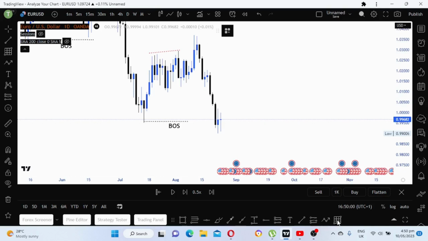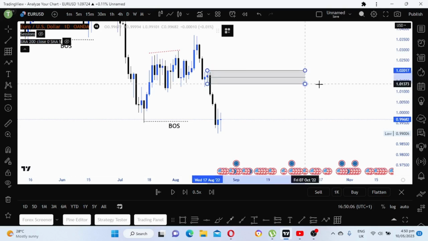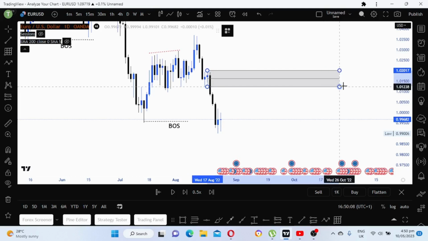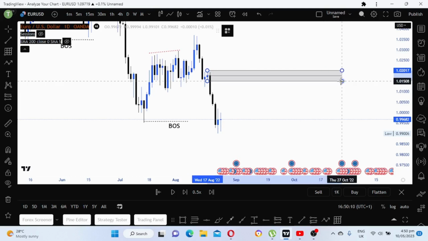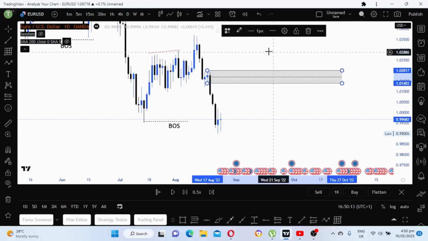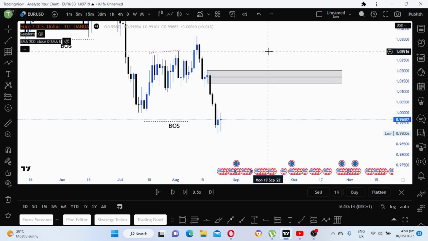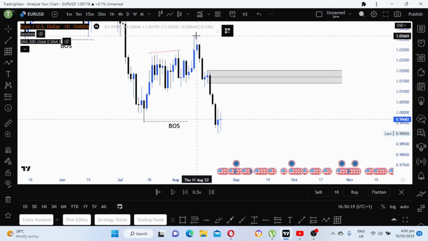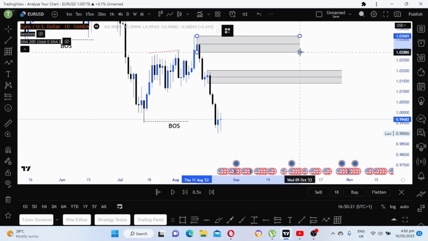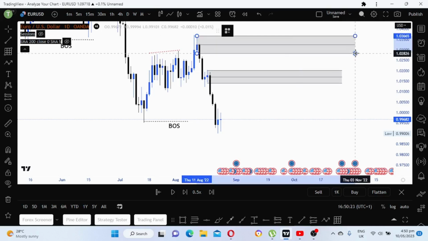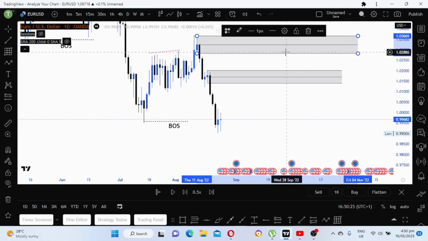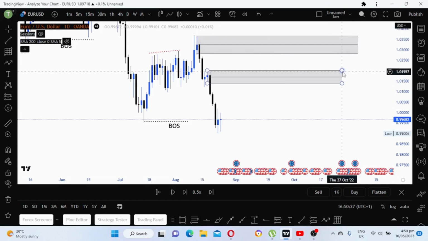So now the second thing is to spot out the supply zones. This is a supply zone on daily. It's a high time frame. So you go, you find these two areas, guys. You must find these two areas now. These are the two zones that I have drawn.